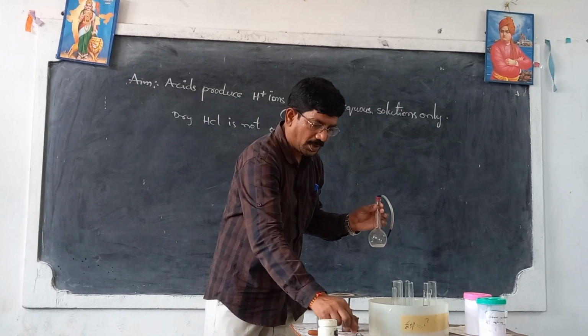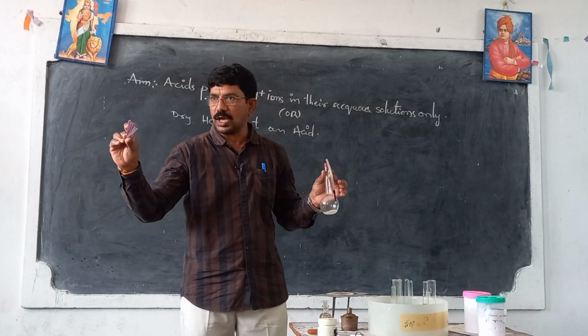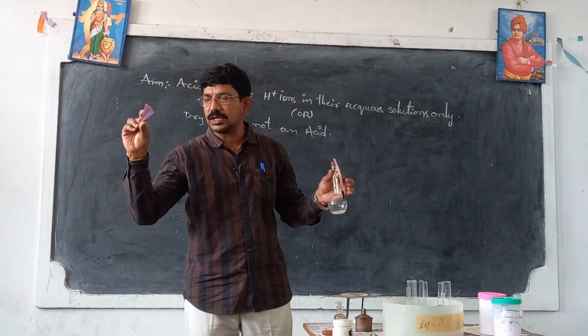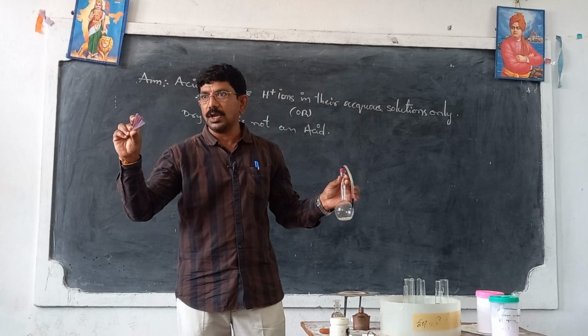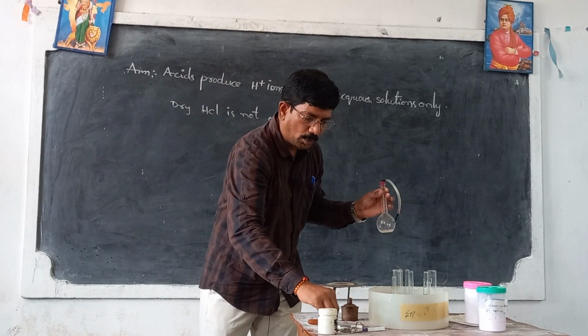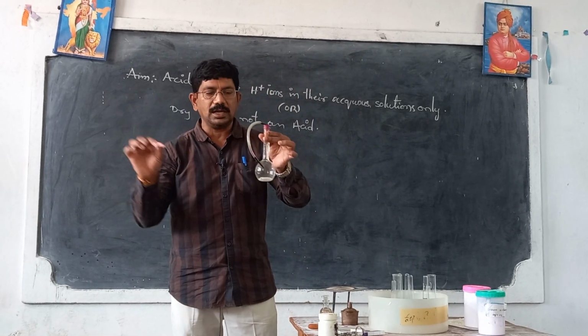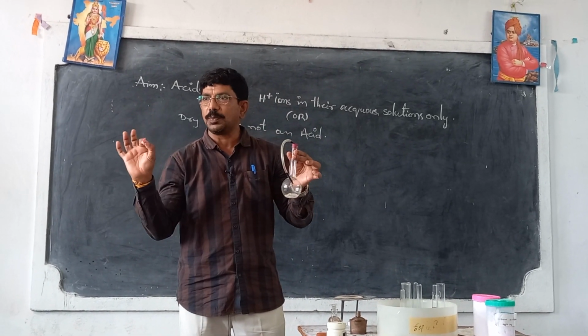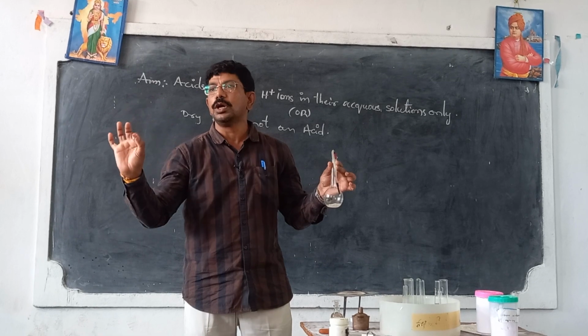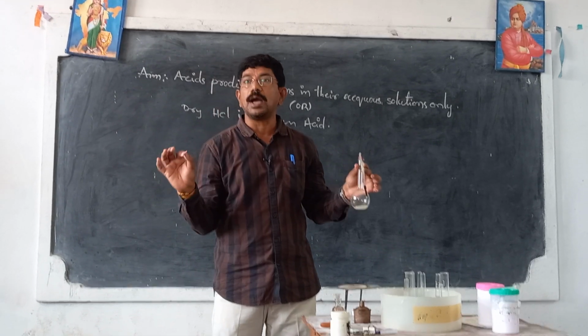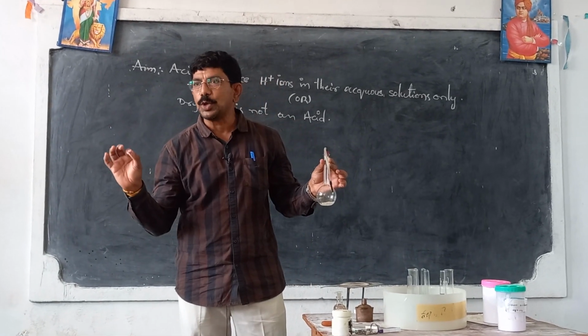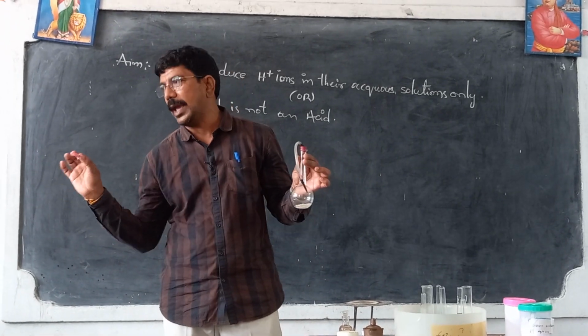Okay, blue litmus paper. In the beginning there is no change in the color of the blue litmus paper when we tested dry HCl with blue litmus paper. Okay, when we dipped the blue litmus paper in water, and again tested the gas evolved with this blue litmus paper, the blue litmus paper turns to red. So with this experiment we can conclude that acids produce H plus ions in their aqueous state.